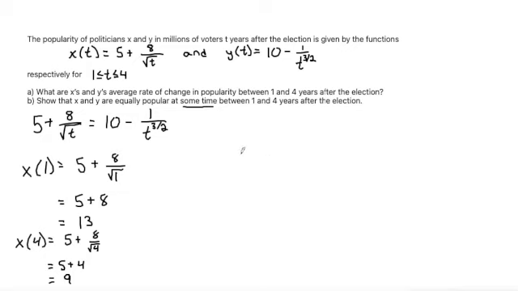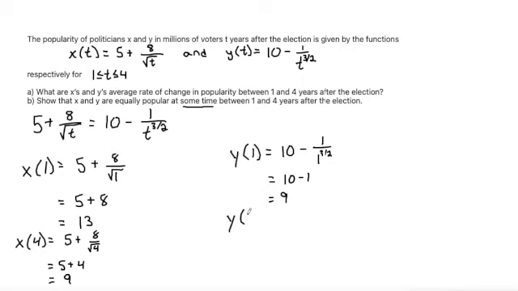Now let's find y of 1. Y of 1 is 10 minus 1 over 1 to the power of 3 halves. 1 to the power of anything is just 1, so that would be 10 minus 1 over 1 is 1. So 10 minus 1 is 9.